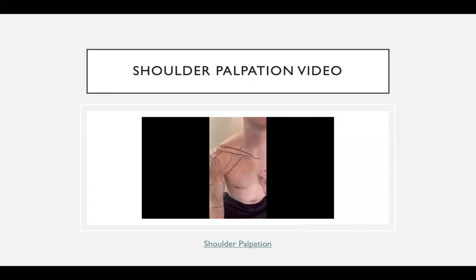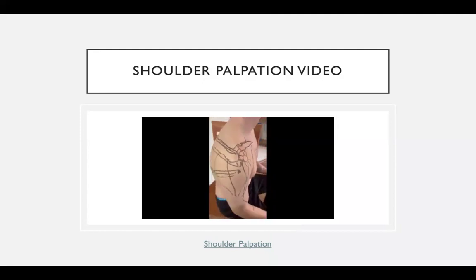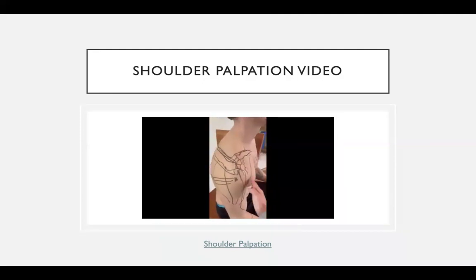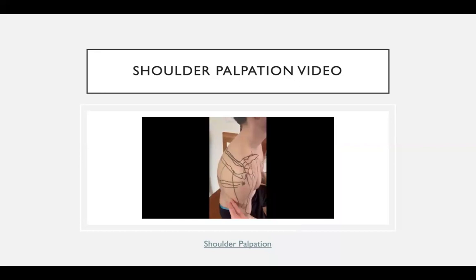The pec major runs from the medial clavicle to the lateral humerus and takes up the whole chest. The pec minor lies underneath and is connected to the ribs and the coracoid process, which is seen here in the circle. The deltoid has three parts: anterior, lateral, and posterior.